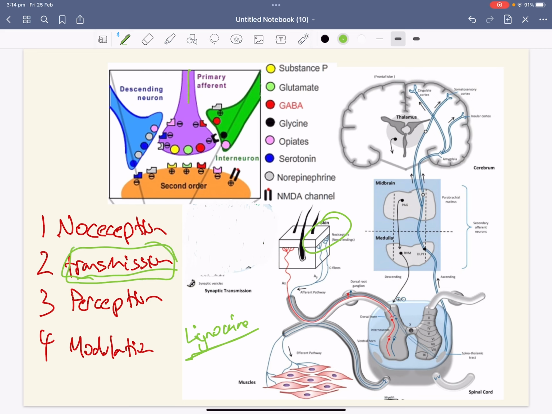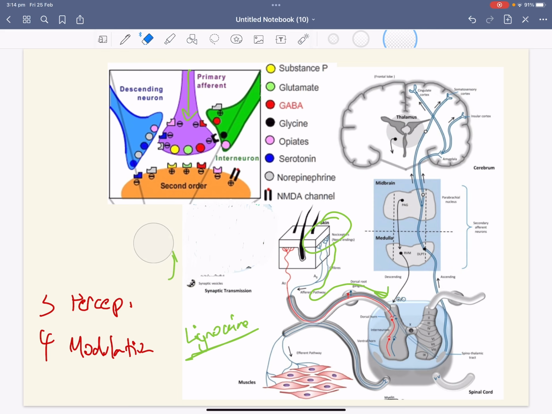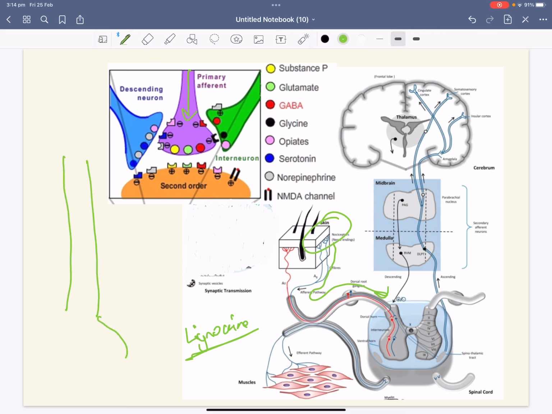So this would be the primary afferent. That signal going to the spinal cord is happening through action potentials. And if you remember back from AMP, what needs to happen for an action potential to occur? If you had a neuron here, this is the axon going down to the end. To send the action potential down the neuron, we need to make the inside more positive.